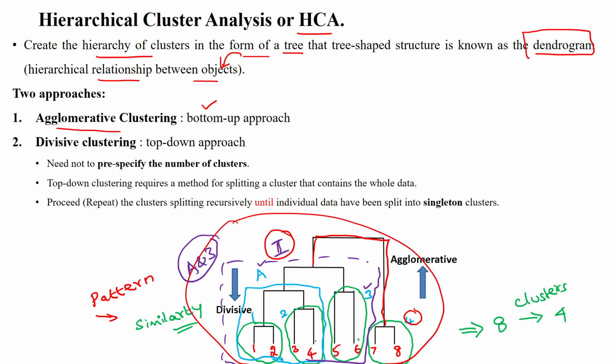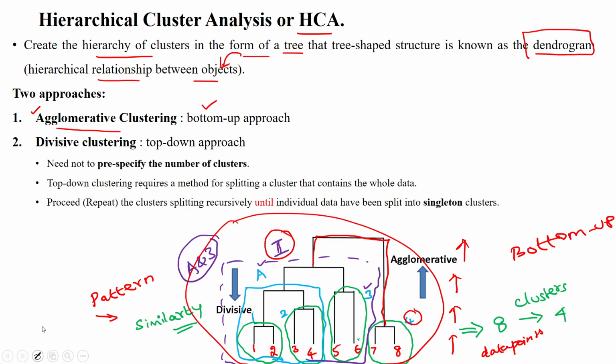So here we are learning the pattern of individual data points in the bottom, right? Then we are slowly moving upward to make bigger clusters. So from the single data points, we are making them into bigger clusters. So this is called bottom up approach. So this one is coming under the agglomerative clustering approach.